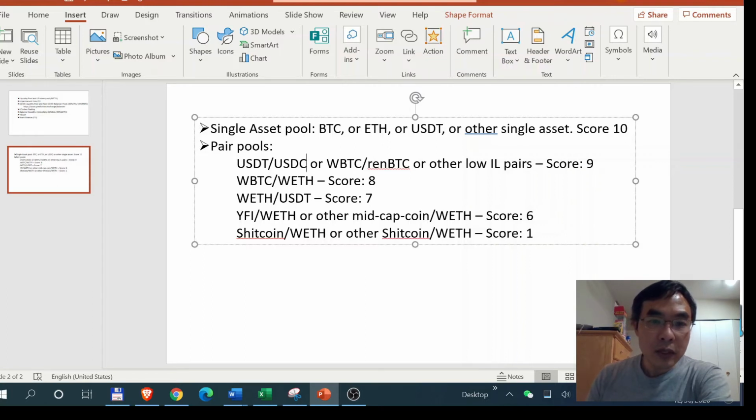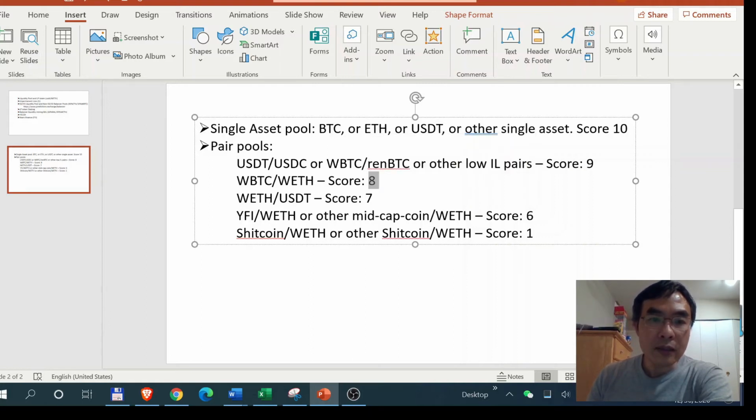Now the next one is Bitcoin and Ether. This one has a relatively low score compared to the first two. That's because the price of Ether compared to Bitcoin can move quite a bit. But compared to the next several ones, the price of Ether compared to Bitcoin is relatively stable, especially this year. Ether has been pretty strong compared to Bitcoin. So I give it a score of 8.